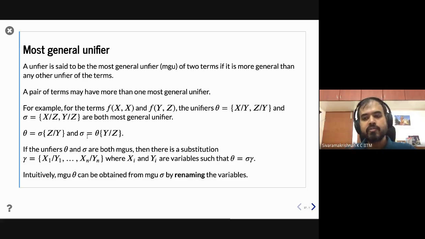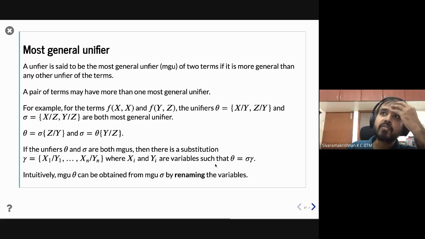How do you define equivalent MGUs? If we have two MGUs, theta and sigma, then there exists a substitution gamma which only renames variables. So this is a substitution, but it only replaces variables with other variables, where x1, y1 to xn, yn are just variables. If you are able to do that, then we call theta and sigma both MGUs.